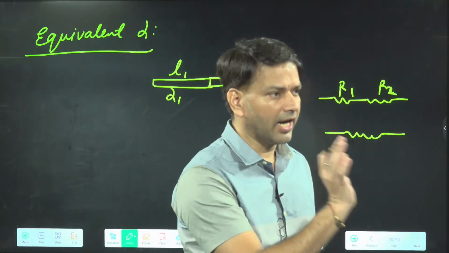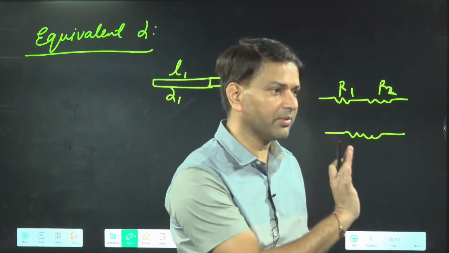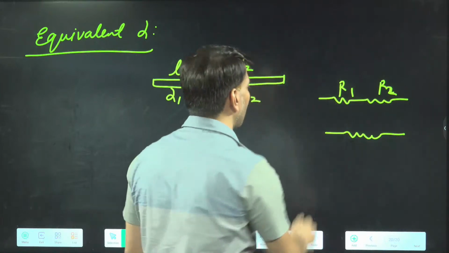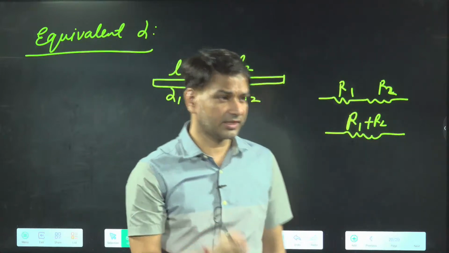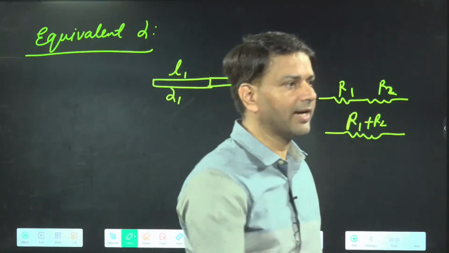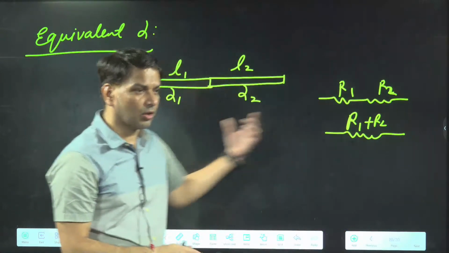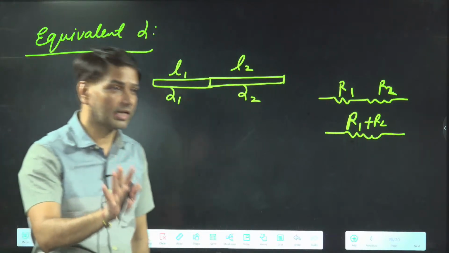what resistance do I have to put in place of R1 and R2 so that it will behave the same in the circuit? The equivalent value is R1 plus R2. So if I remove these two resistances by a single one, the equivalent resistance I have to put is R1 plus R2. So here I was talking about resistance. Now I'm talking about expansion, because of the coefficient of linear expansion.